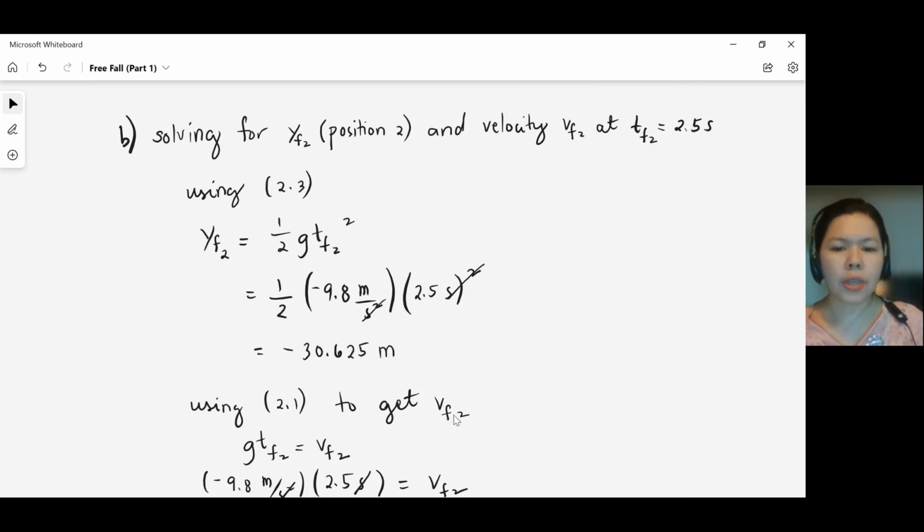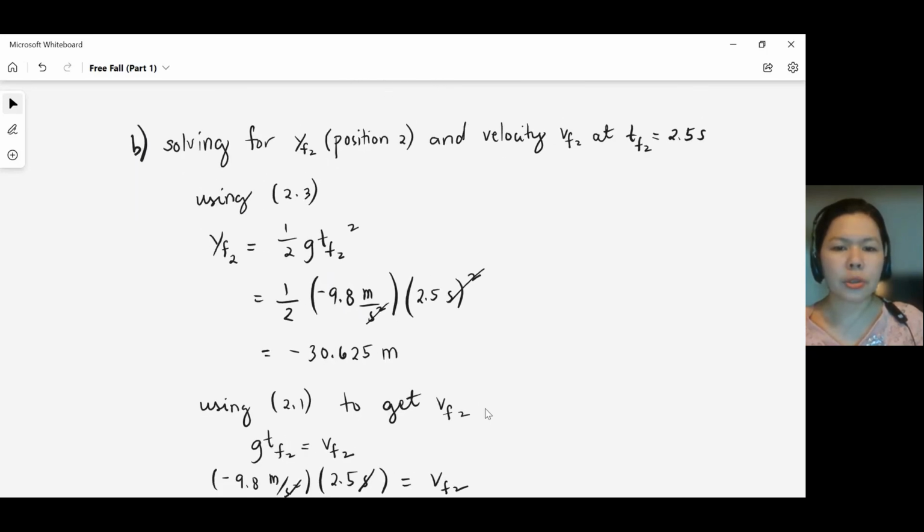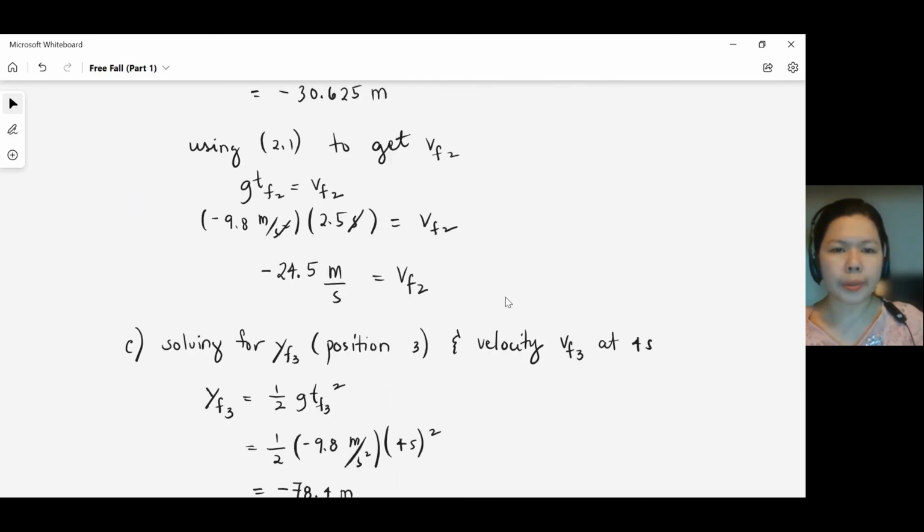To get now VF2, we again use our equation 2.1. So VF2 is equal to G TF2, substituting the constant G, negative 9.8 meters per second squared. And here, TF2 is at 2.5 seconds, position 2, equals VF2. Using your calculator, you should get an answer of negative 24.5 meters per second when you multiply negative 9.8 times 2.5. This is now the value for VF2. Or we can say here that after 2.5 seconds, the coin is traveling downward at 24.5 meters per second.